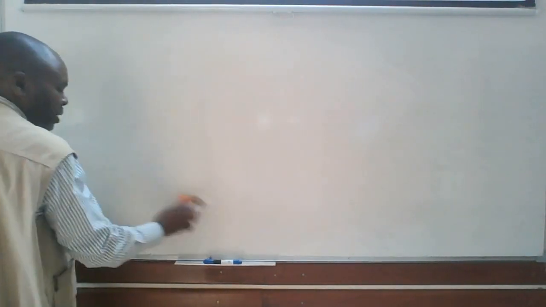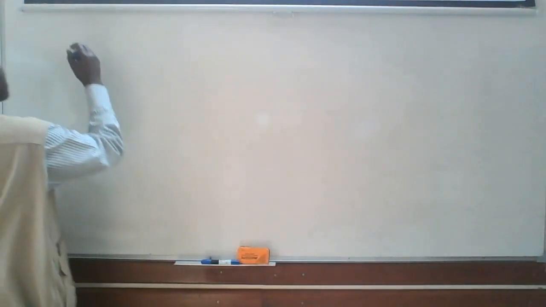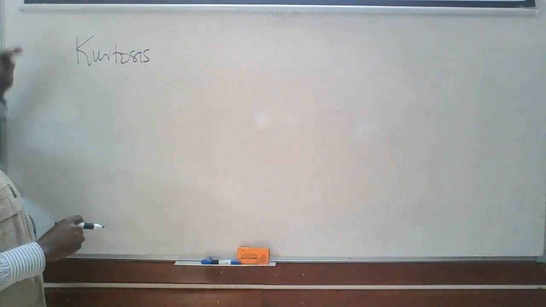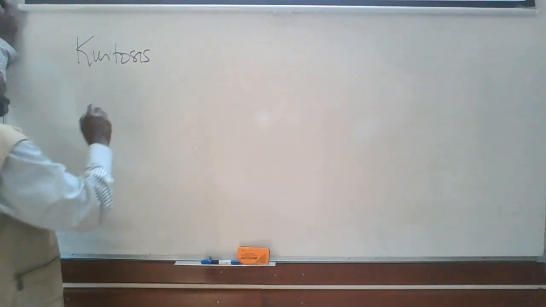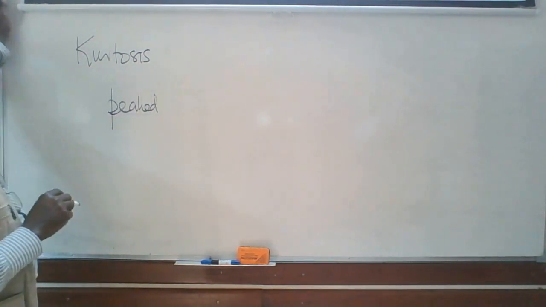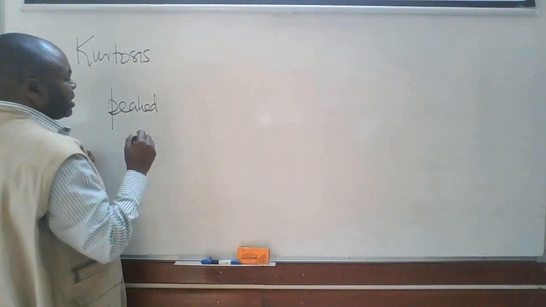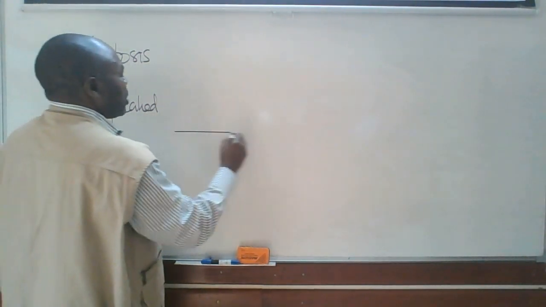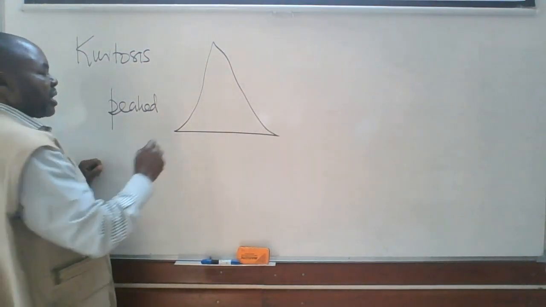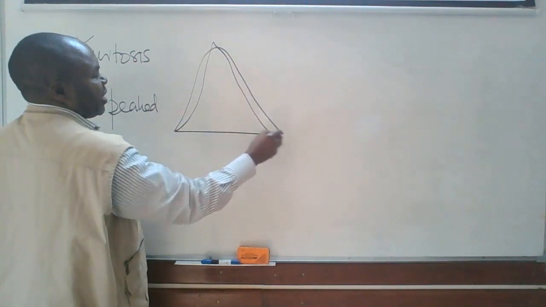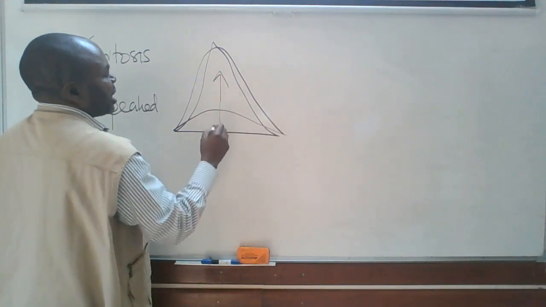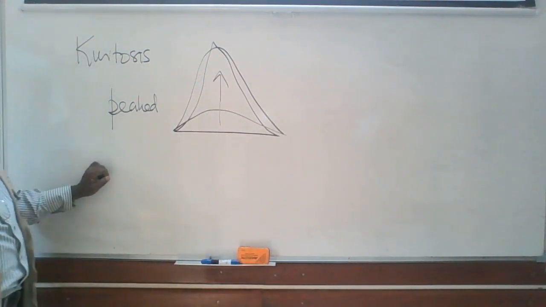There is another measure which is called kurtosis. Kurtosis is a measure of how peaked the data are. In other words, you want to check how peaked the data are. Some data may look like that, others like that, very highly peaked, others may be flat like this. So kurtosis measures how peaked your data are.